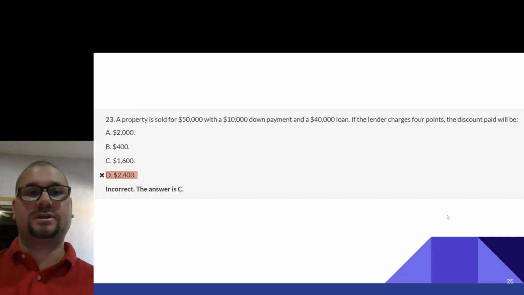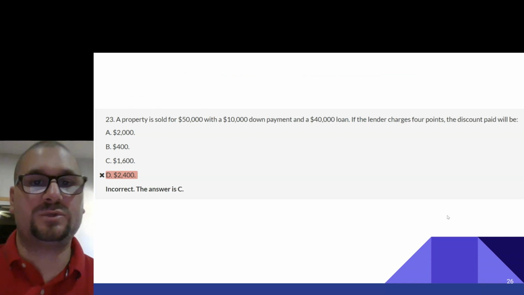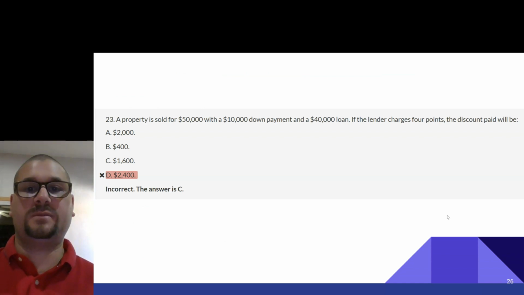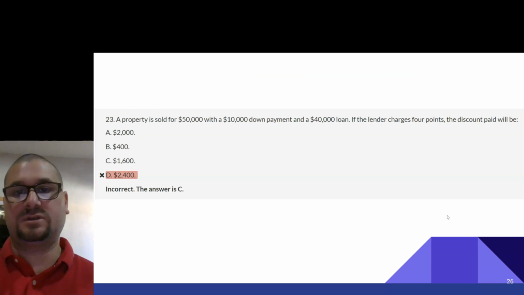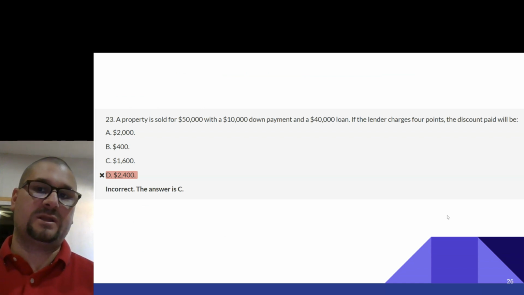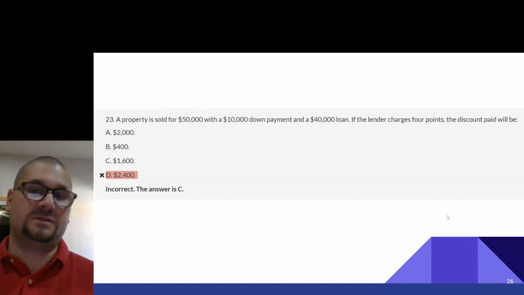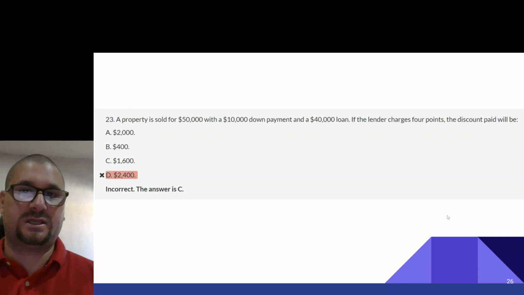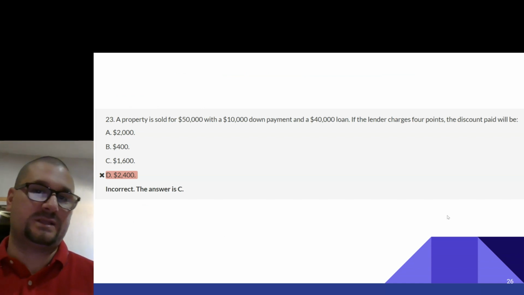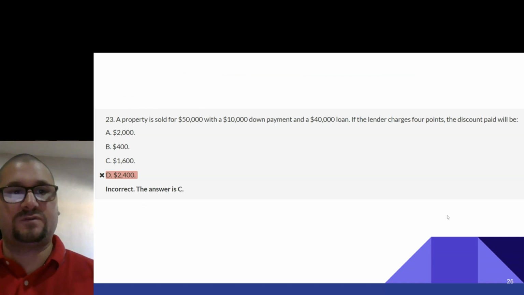So here's kind of tricky. Property sold 50,000 with a 10%, $10,000 down payment and a $40,000 loan. If the lender charges 4 points, the discount will be paid what? So here you need to recognize one discount point is 1% of the loan. So take four points, which is 4% of the loan. The loan is 40,000. 4% of 40,000, 4 times 4 is 16, so $1,600.